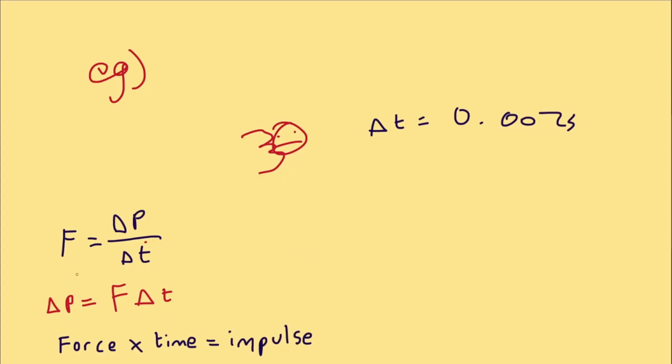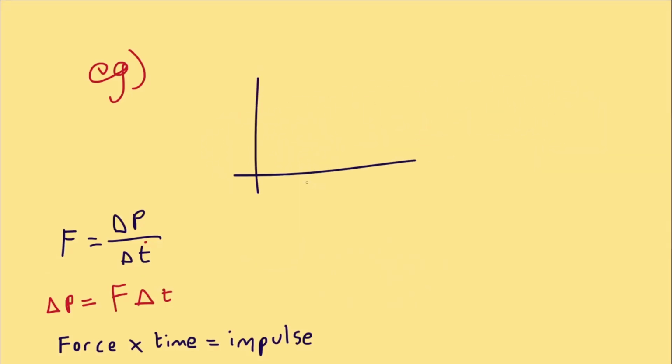So the impulse is the total change in momentum during this short time interval. On a graph, it would look like this. Let's say this is our very short time interval, the time in which the collision happens. And this means force. It'll go up and then it'll go right back down.